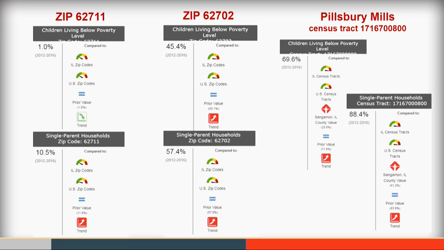Within that neighborhood census tract, 69.6%. So if I'm only looking at zip code and I don't get down onto the neighborhood level, I may be missing some things. The single parent households, 10.5% in 62711, 57.4% in 62702, 88.4% of the children in Pillsbury Mills are in single parent households. So there are other indicators, but that just gives you an idea of how, if you dig a little deeper, you can find out maybe a little more about the area where you're working.